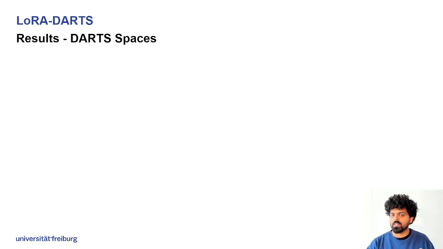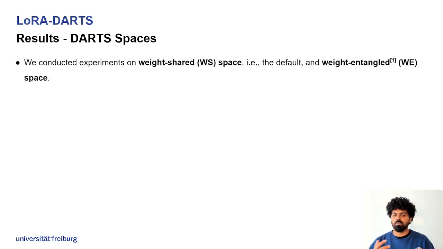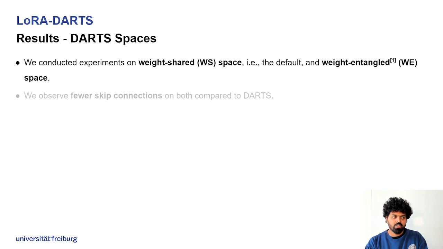In the DARTS search space, we ran our experiments on the default implementation of the search space, which we call the weight shared space, as well as weight entangled implementation of the space. In both cases, we observe that there are fewer skip connections compared to DARTS.